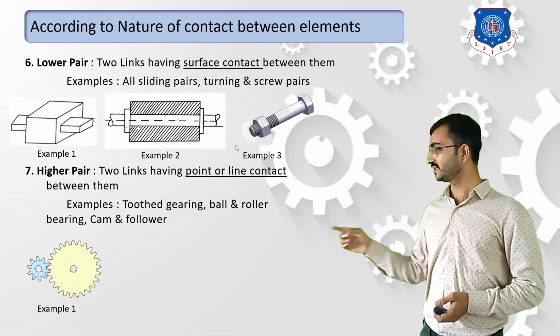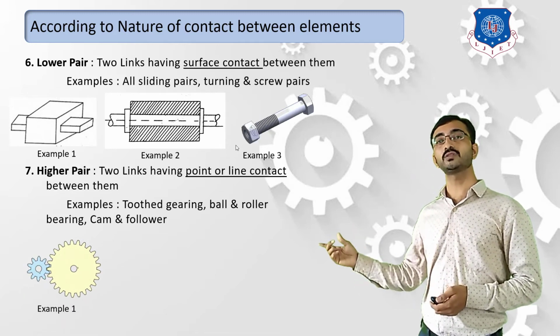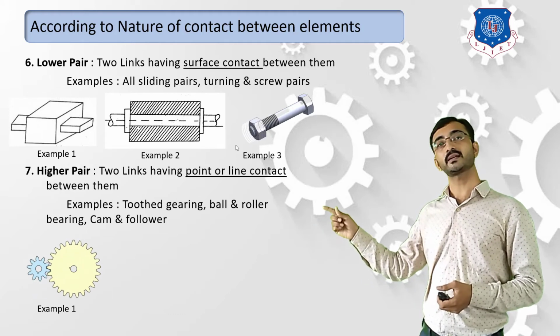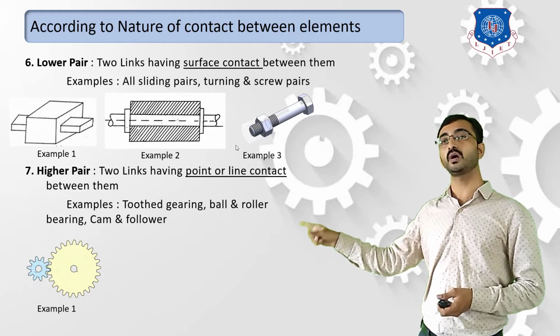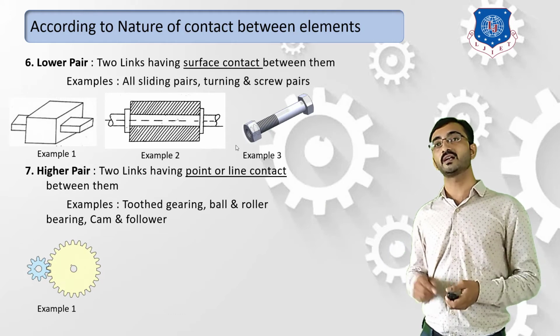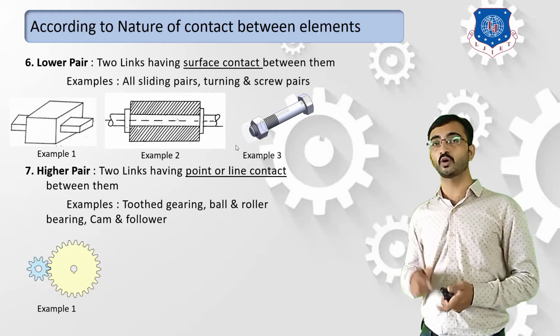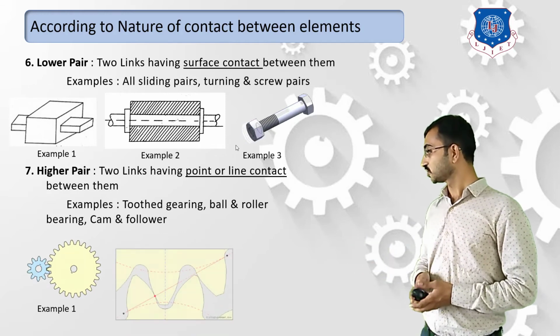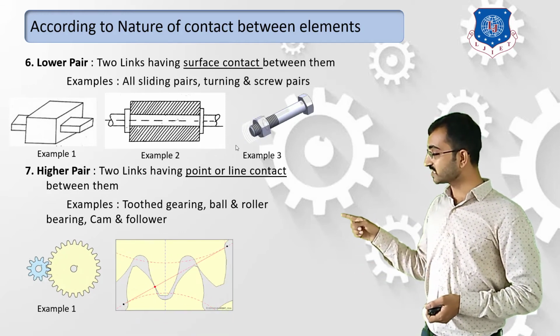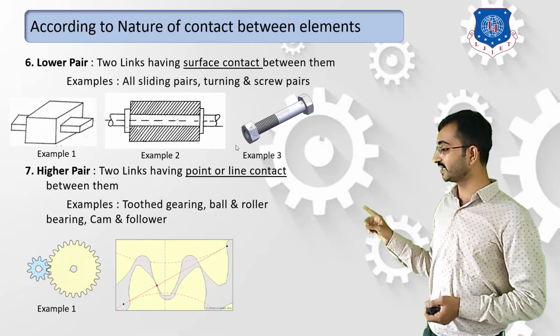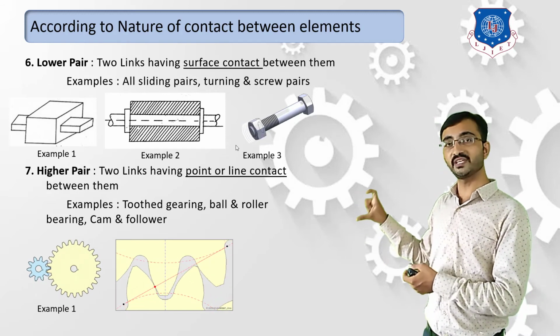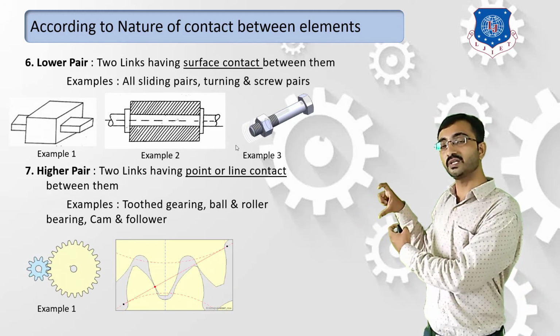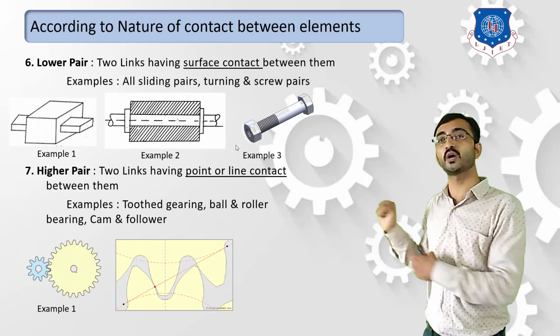Over here in this diagram you can refer that both the gears are transmitting power from gear number 1 to gear number 2. Over here they will always be making a point contact. Now how is it? Let's consider this diagram. As gear number 1 is rotating, the tooth of gear 1 is slightly meshing with gear number 2, which is making a point contact.